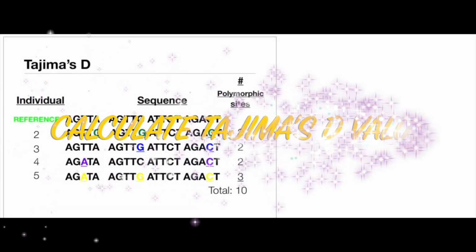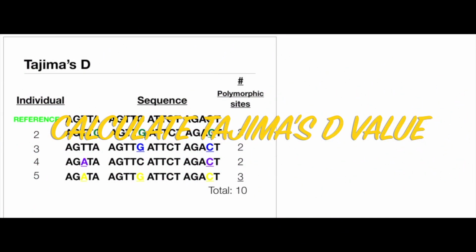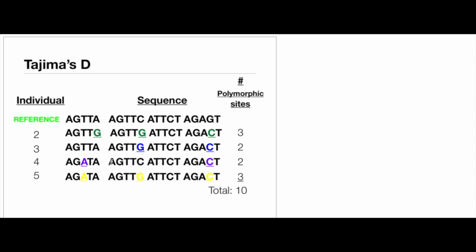To calculate the value of Tajima's D. This is the sequence we are going to use, and this is the number of individuals that we'll be using. Here we have 5 individuals, and here we have the number of polymorphic sites.